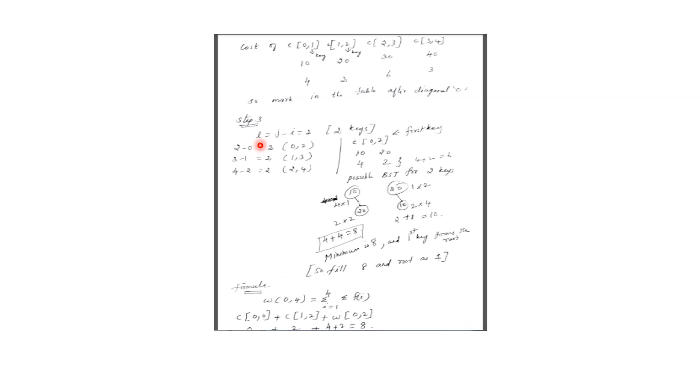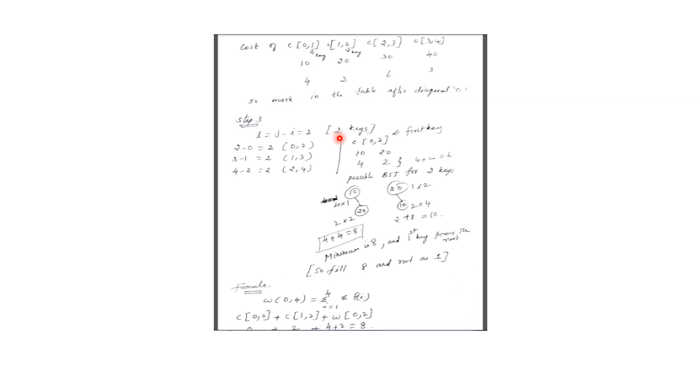Then we can move on to step 3. In step 3, L is equal to j minus i is equal to 2. So if we subtract two numbers, we should get the value as 2. So 2 minus 0 is equal to 2, 3 minus 1 is equal to 2, 4 minus 2 is equal to 2. Here 0 comma 2, 1 comma 3, 2 comma 4.